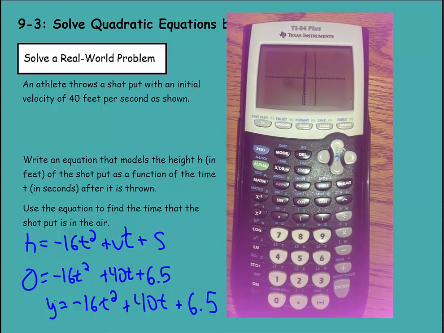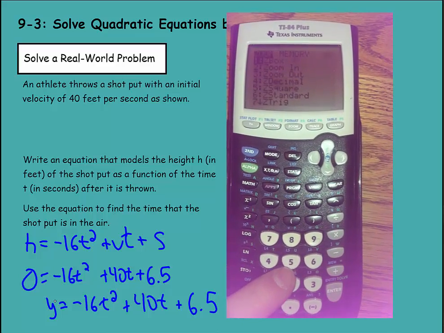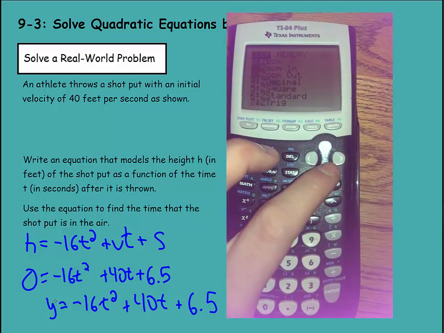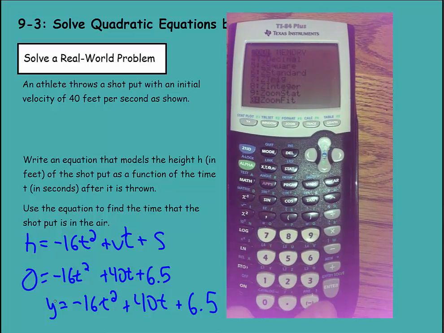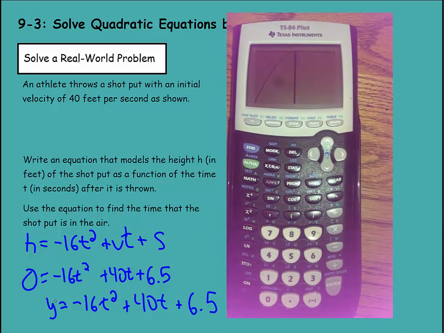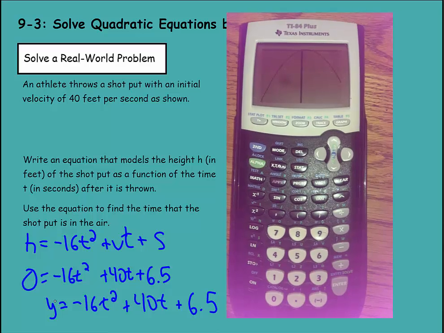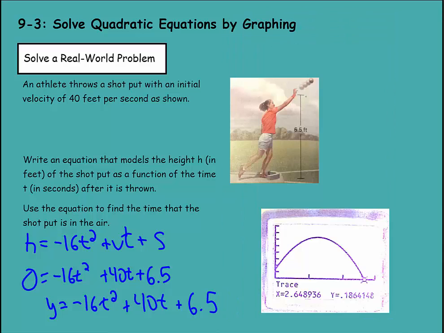So there's my graph. I'm zoomed a little too far out here, so I'm going to press zoom and go to 0, ZoomFit. Press enter. And I can zoom in a little bit so I can see where the x-intercepts are. To simplify this a little bit, I took a screenshot of my calculator and pasted it onto here so we can work with that.